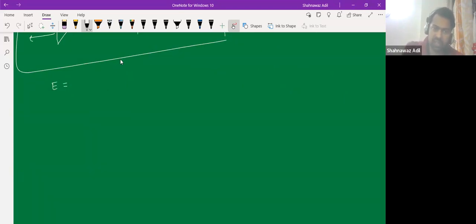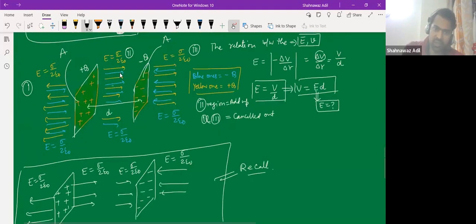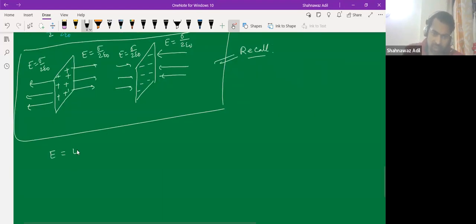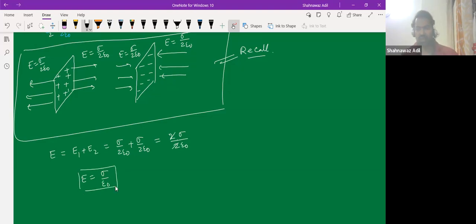So E total. Let's say all these are E1 and this is E2, right? So in the middle region, the total would be E1 plus E2, which is sigma by 2 epsilon naught plus sigma by 2 epsilon naught. So half of 2 is 1, so this is 2 sigma by 2 epsilon naught. So this electric field is sigma by epsilon naught. This thing we have calculated, right?